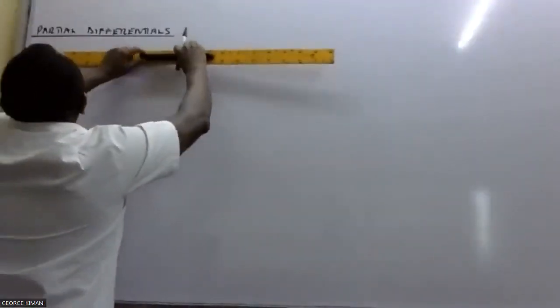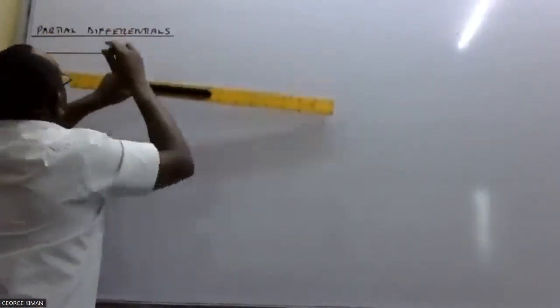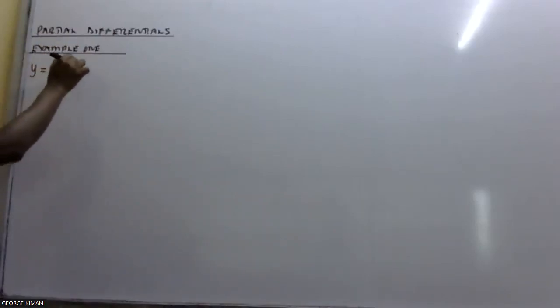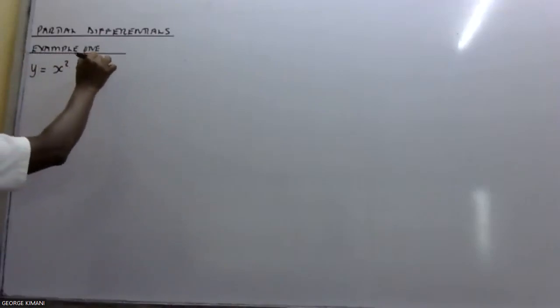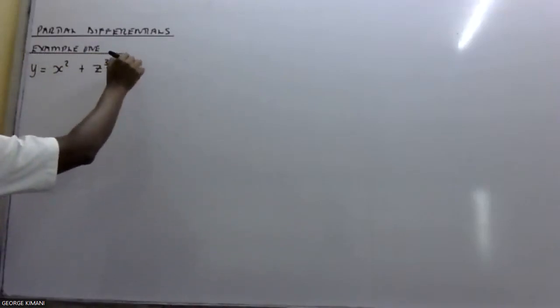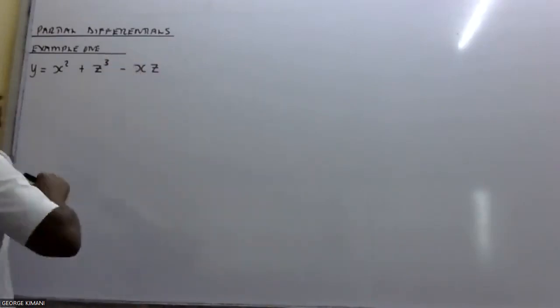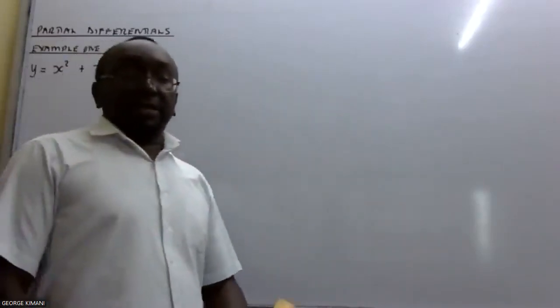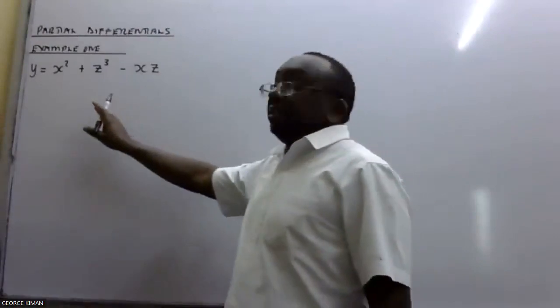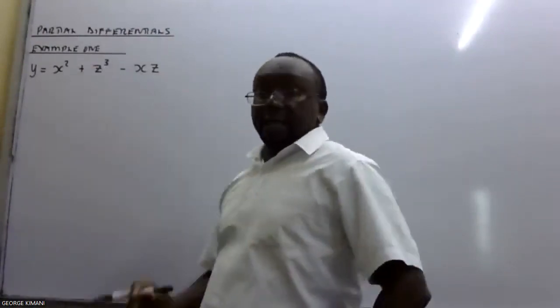So if we have example 1 here, if we are told y is equal to x squared plus z cubed minus xz, the partial differentials, first of all, that one has two independent variables. It has x and it has z.